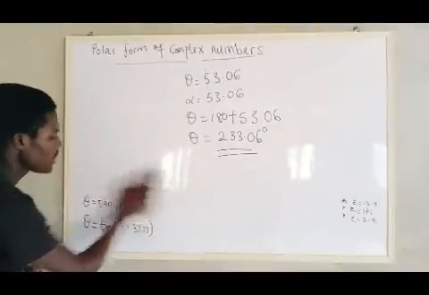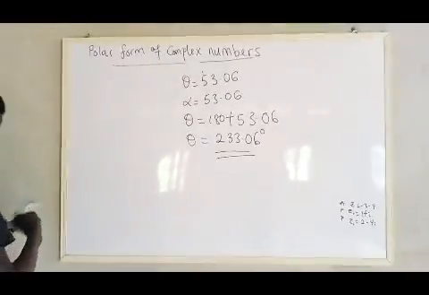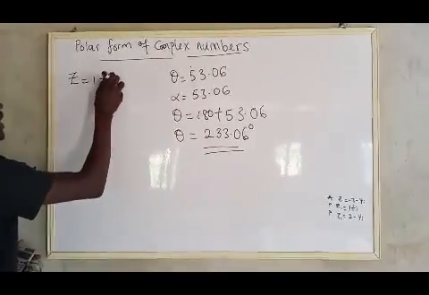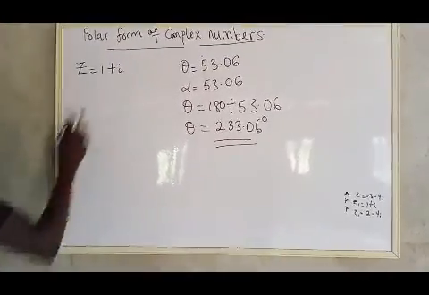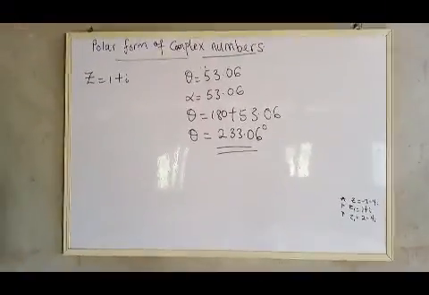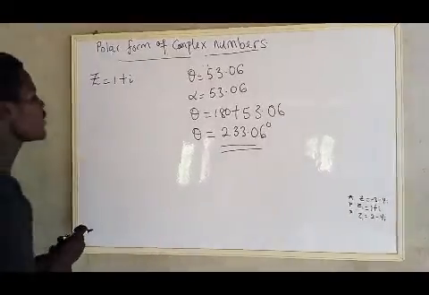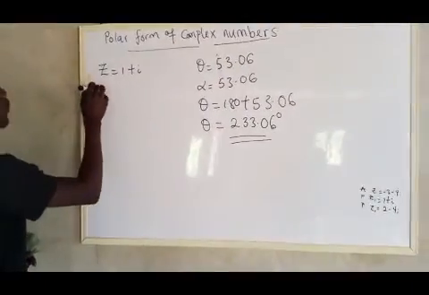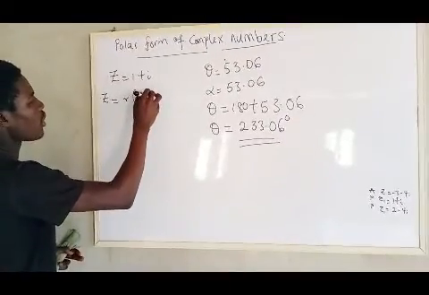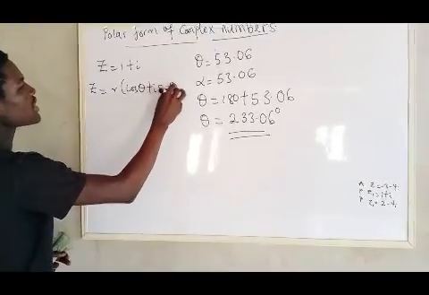So let's say I have z equals 1 plus i. This is in complex number form. If I'm told to put it in polar form, how will you do it? It's very simple. Don't forget the polar form is what? r open bracket cos theta plus i sine theta.